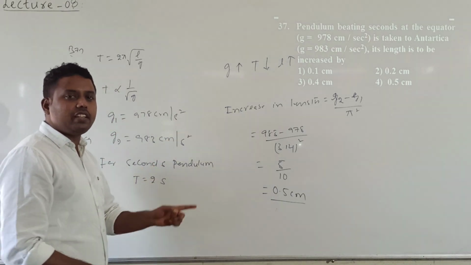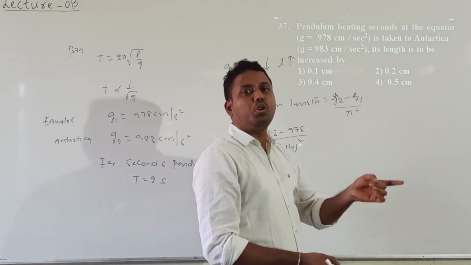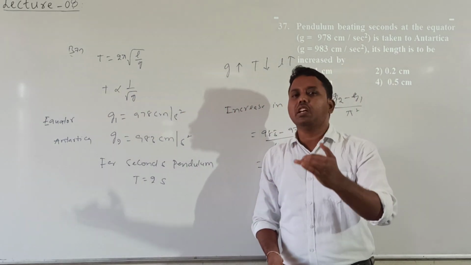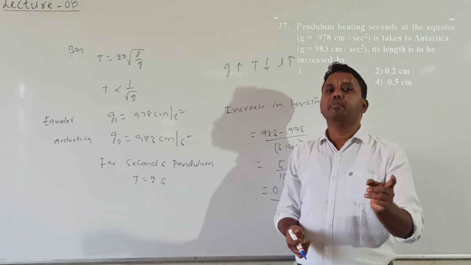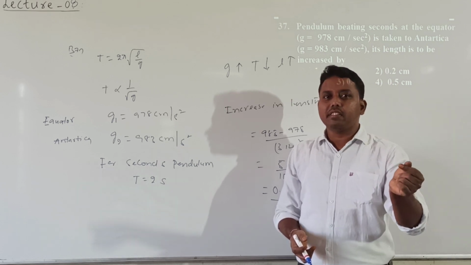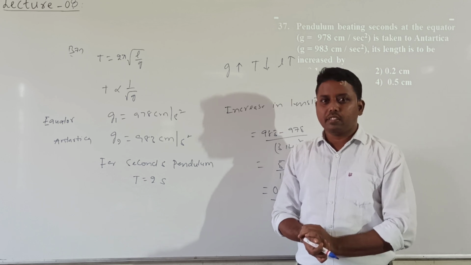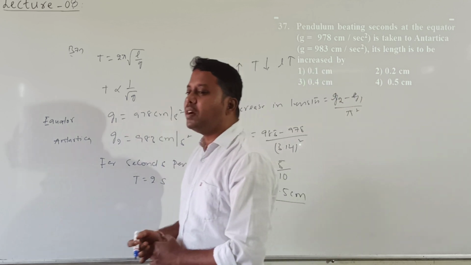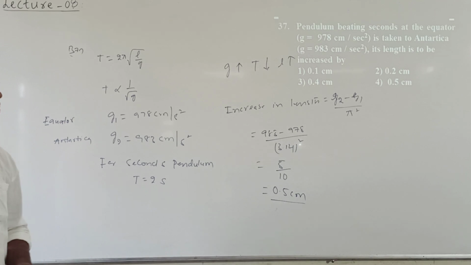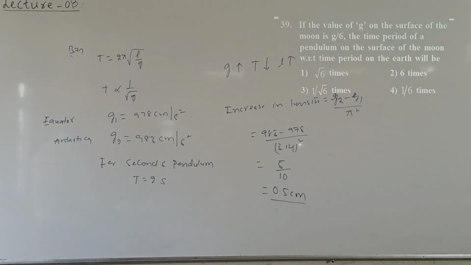For example, if it is taken from the pole to the equator, acceleration due to gravity decreases. At that time the time period value increases. To maintain the same time, the length value is to be decreased. Okay, so this is question number 37. Next, question number 39.